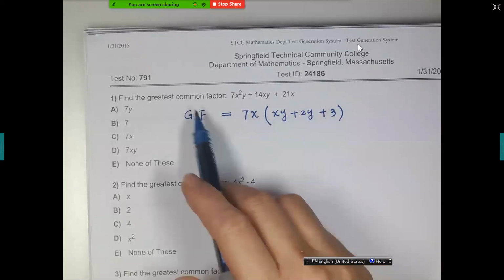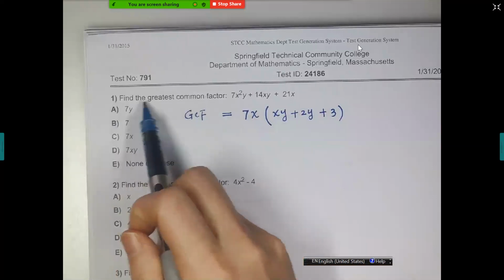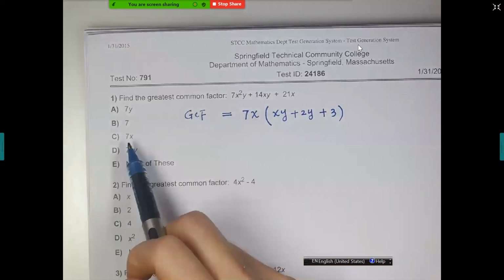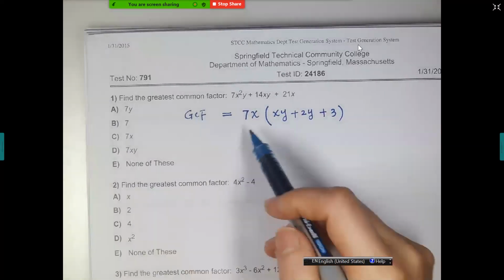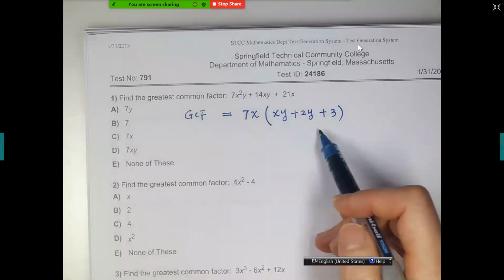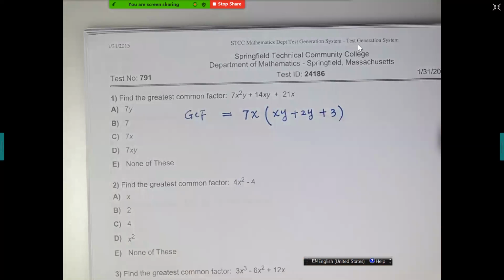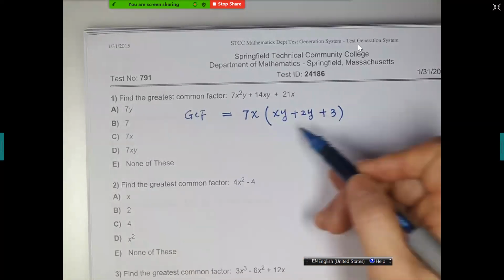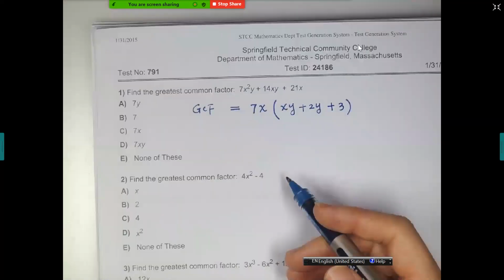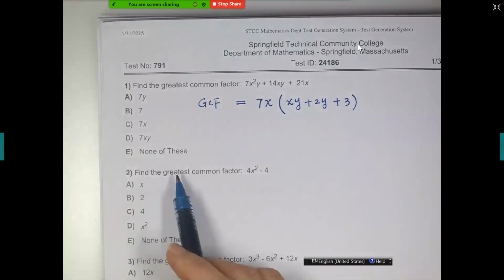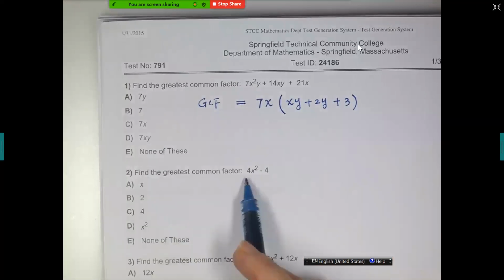So for the problem we see here, it asks to find the GCF. So 7x should be the right answer. But on our real test, I will ask you to put this complete expression into the question space there. All right, so this is the first one, factor the GCF out. Second one, same thing here. Find the greatest common factor to answer this question here.